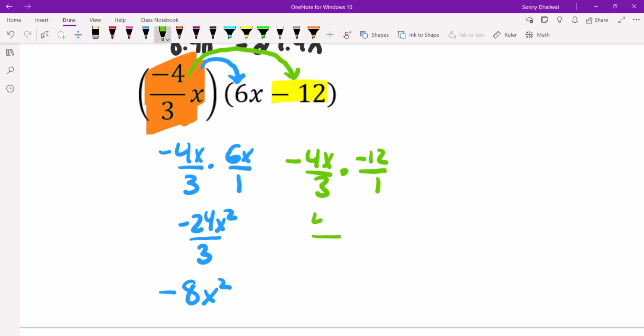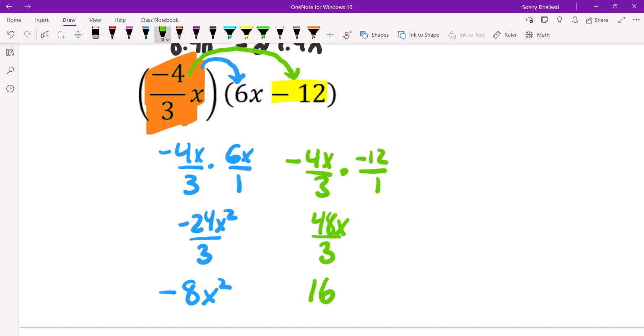48x. Positive or negative? Positive, because two negatives made a positive. What do we get on the bottom? Just 3. 3 times 1 is 3. Okay, now we simplify this way. 16. Right? 48 divided by 3 is 16.